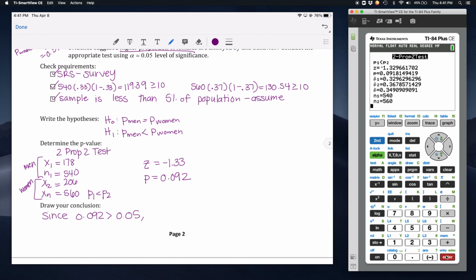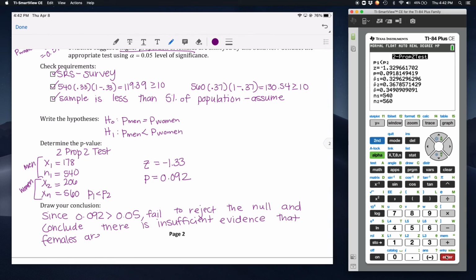So since p is low, reject the H0. P is not low here, so we're going to fail to reject the null and conclude there is insufficient evidence that females are more annoyed than males by this behavior. Okay, let's do it again.